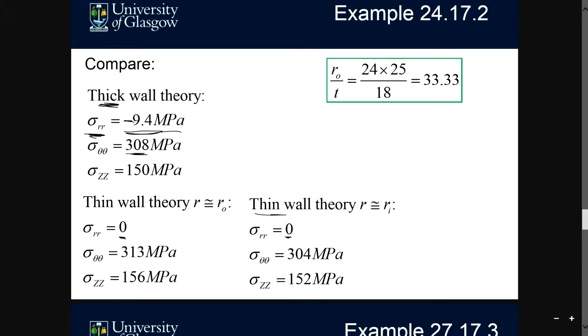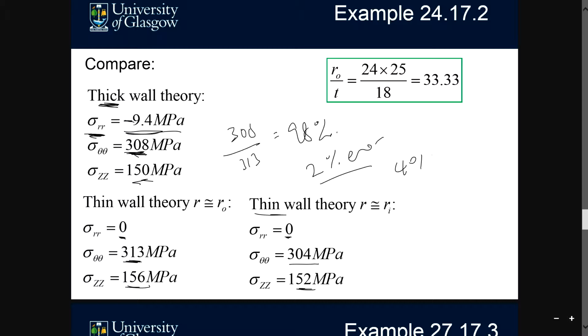Now, if you analyze the hoop stress, 308 and 313, the percentage difference is about 98%, so there is only about 2% error. Same for the rest of the combinations if you compare: 156 and 150 and 152 also. You just compare all the numbers. The error may be about 2% up to maybe 4% maximum, I think. Therefore, you can use thin wall straight away. We don't need to apply thick wall.